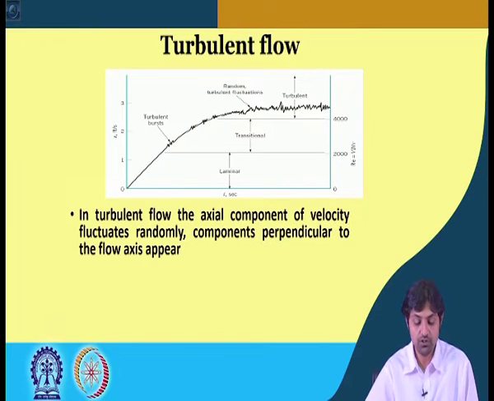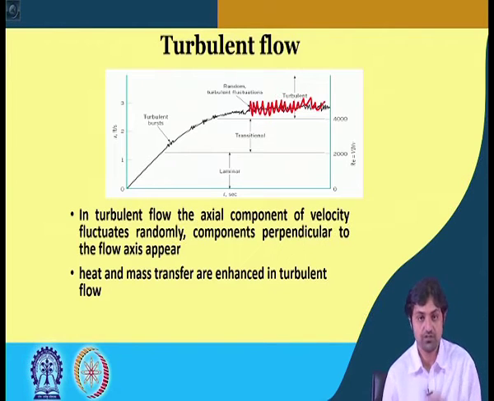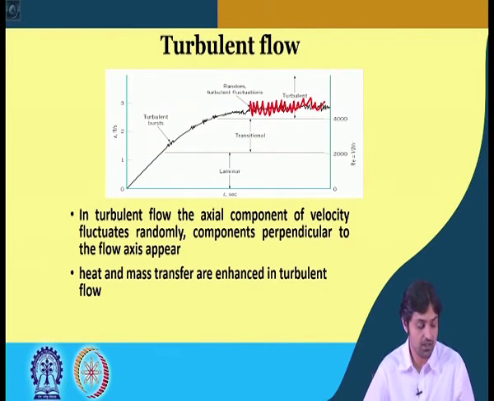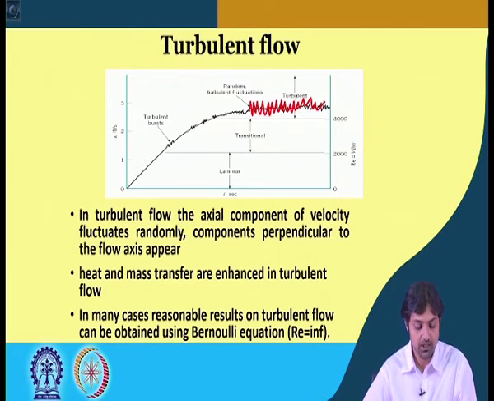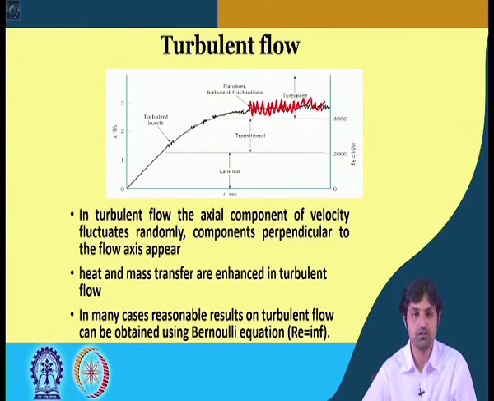In turbulent flow, the axial component of velocity fluctuates randomly. The components perpendicular to the flow axis appear, as you see here. In turbulent flow, heat and mass transfer are enhanced. That is another important feature that we know. In many cases, reasonable results on turbulent flow can be obtained using Bernoulli's equation, because by putting the Reynolds number as infinity.